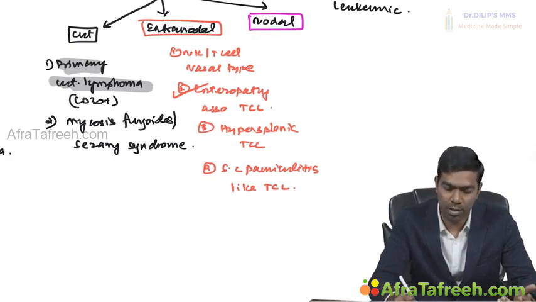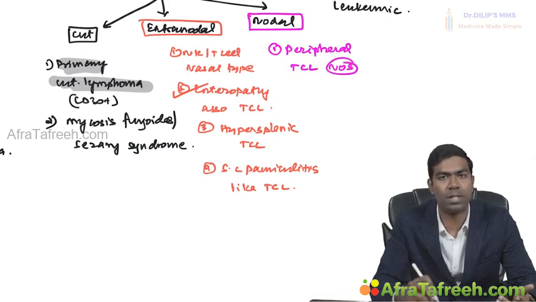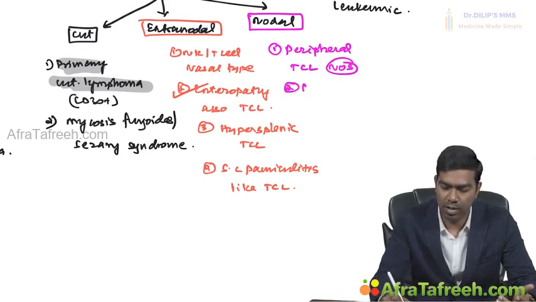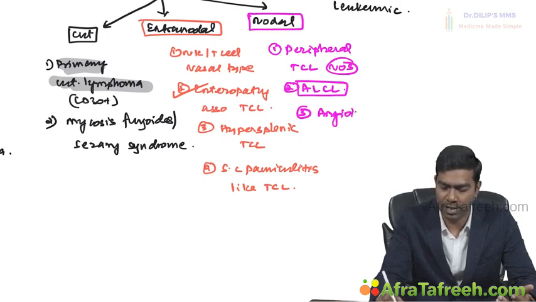enteropathy associated T cell lymphoma. And nodal disease, number 1, typically you might be having peripheral T cell lymphoma, something called not otherwise specified, NOS. Second one, you have something called anaplastic large cell lymphoma, that's called ALCL, very important for exams, which we will discuss later for its importance. And third one, you have something called an angioimmunoblastic T cell lymphoma.